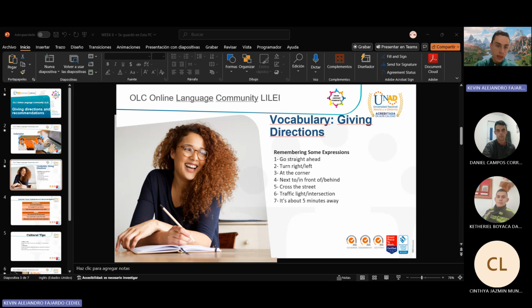So the last expression is "it's about 5 minutes away." We use this expression to give an estimate of how long it takes to walk or drive there. We can use this expression with many times, not necessarily 5 minutes. We can say "it's about 1 hour away." Why? Because we are estimating how long it takes to walk or drive there.